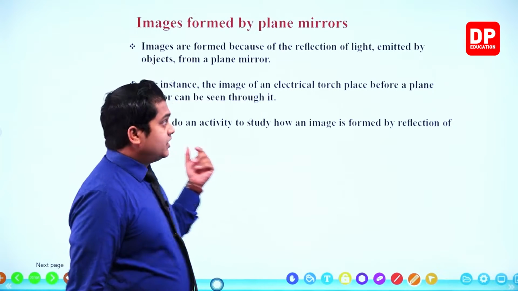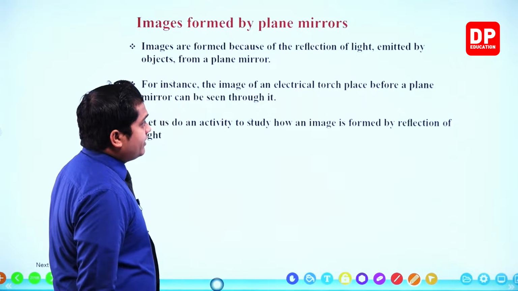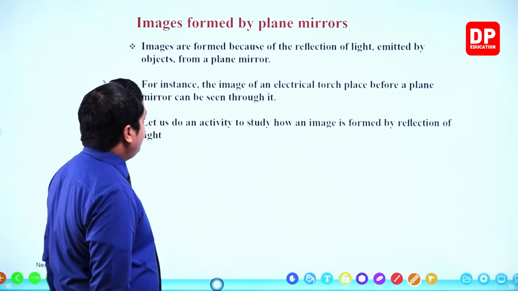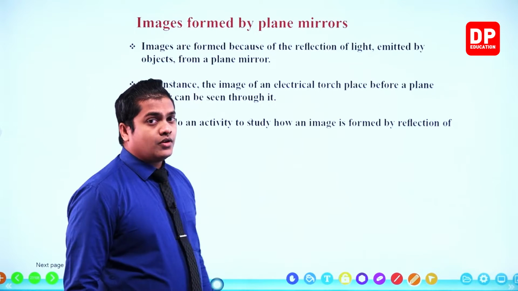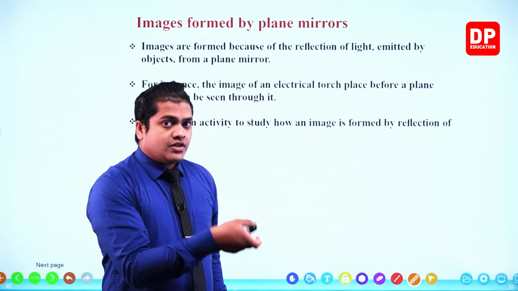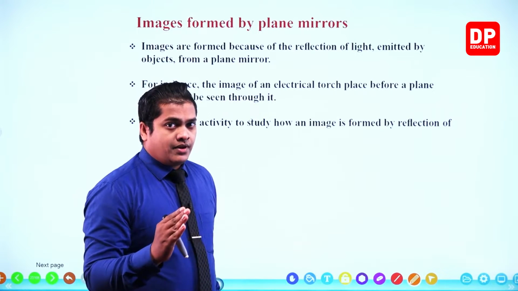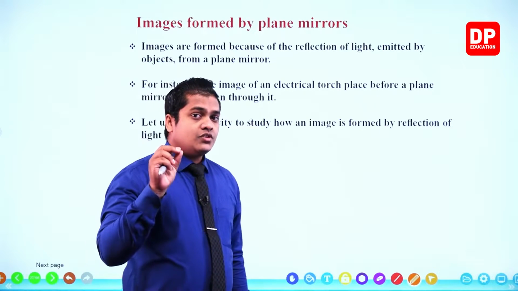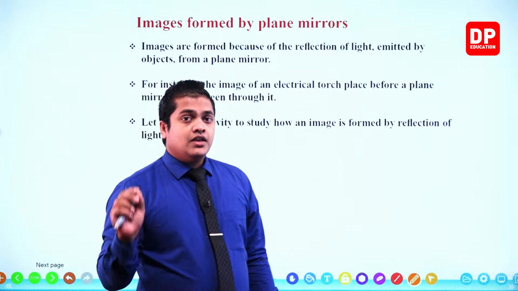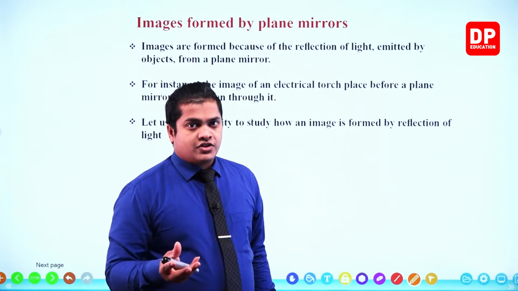That's obvious. For instance, the image of an electrical torch placed before a plane mirror can be seen through it. When you keep a torch in front of a plane mirror, you can clearly observe the image of the torch within the plane mirror. That image is created within the plane mirror because of the reflection of light.